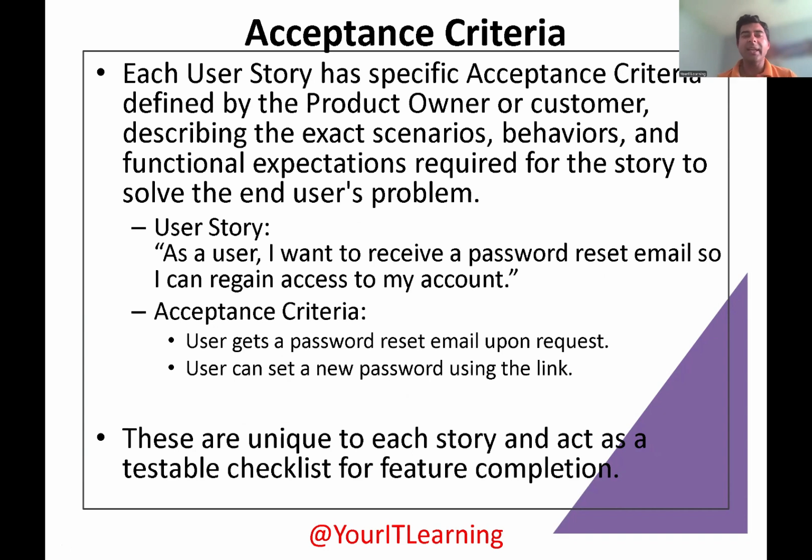Now acceptance criteria. Each user story has specific acceptance criteria defined by the product owner or customer, describing the exact scenarios, behaviors, and functional expectations required for a story to solve the end user's problem. For example, as a user, I want to receive a password reset email so I can regain access to my account. Acceptance criteria here will be: user gets a password reset email upon request. User can set a new password using the link. These are unique to each story and act as a testable check for considering the user story done.